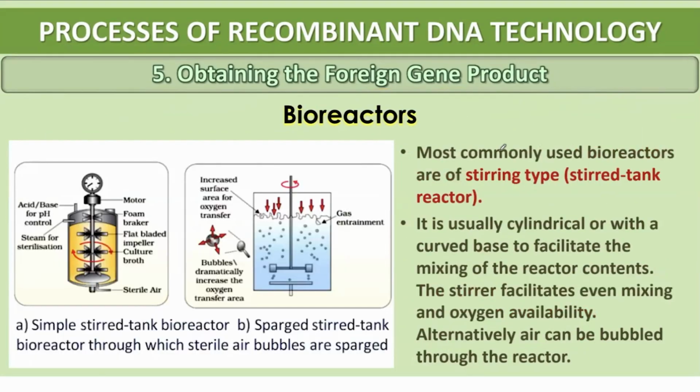Now, the most commonly used bioreactors are stirred tank reactors. We have already discussed this, but let me tell you about this thing again. First, let me show you with this diagram itself. What we need is a stirred type reactor. I hope you understand stirring is basically mixing. Why do we do that? So that the culture mixes properly and the nutrition is available to all the bacteria.